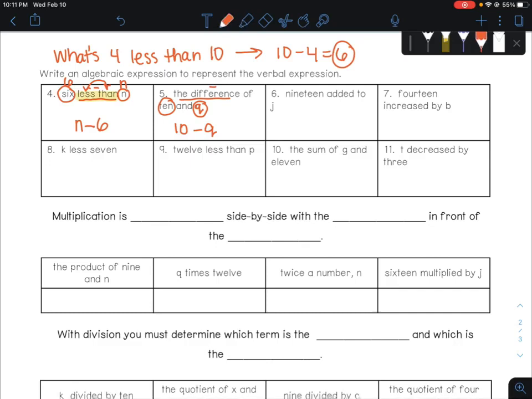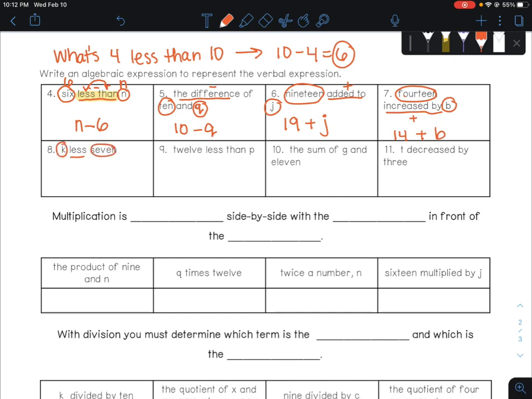Okay, number 6. 19 added to J. So we've got 19, we've got J, and we're just adding them. We don't know what any of these variables stand for either, so we can't do anything more. Number 7, 14 increased by, so plus B. 14 plus B.